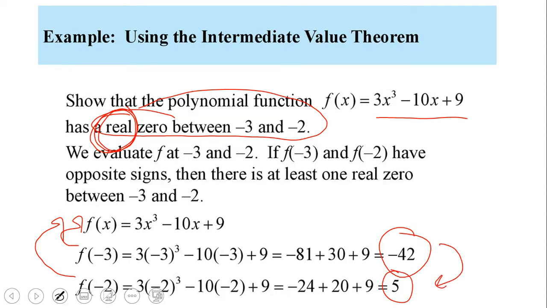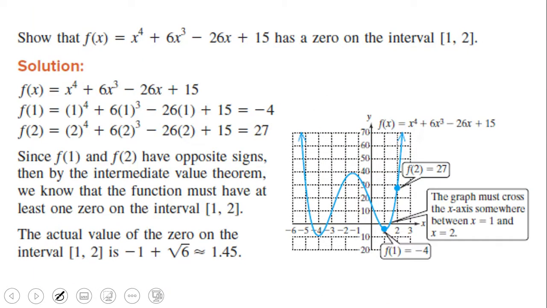So long as these two numbers, whatever they are, as long as they have opposite signs, then by definition, there has to be an x-intercept between -3 and -2. I could at some point ask you to find it. It would actually be very easy to find it if you use your graphing calculator, but try not to, because again, you might not always have it. This is just another example.